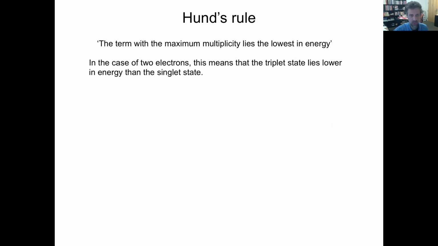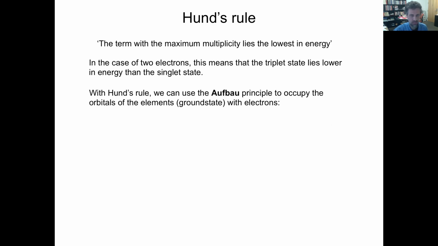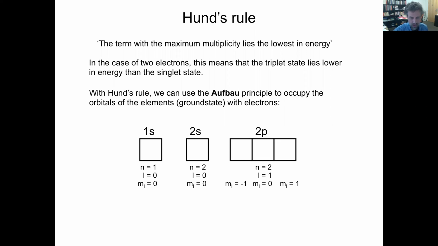In the case of two electrons, this means that the triplet state lies lower in energy than the singlet state. One of the reasons for that is that the antisymmetric orbital state associated with the triplet state is lower in energy than the symmetric orbital state. That's what we just discussed. Now, with this extra rule, we can use the Aufbau principle and find the ground state of the first couple of elements, the lowest elements in the periodic table. So let's look at a couple.